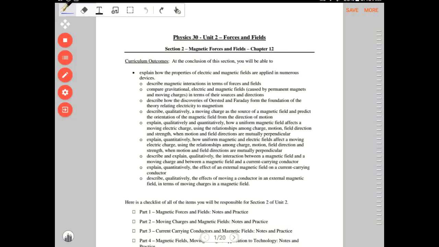Hi everyone, this is Physics 30, Unit 2, Forces and Fields, Section 2, Magnetic Forces and Fields. This is Chapter 12 in your textbook. So there's a bunch of curriculum outcomes for this. You guys can read through these on your own.